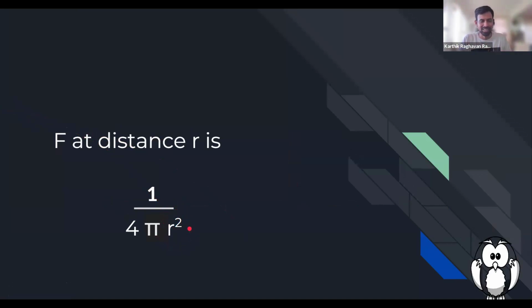So now try to connect the dots here. The reason why gravity, light, sound, electrostatic force, the reason why all of them follow the inverse square law, this is called the inverse square law because this is a square of the distance and it is in the denominator, so it's an inverse, right? The force is inversely proportional to the square of the distance, so that's why it's called the inverse square law.